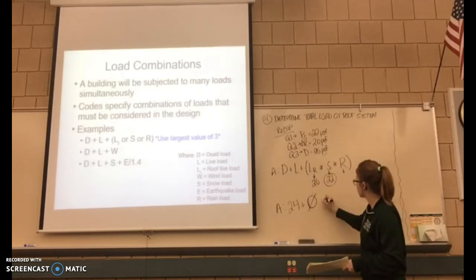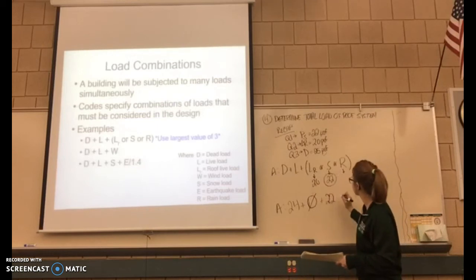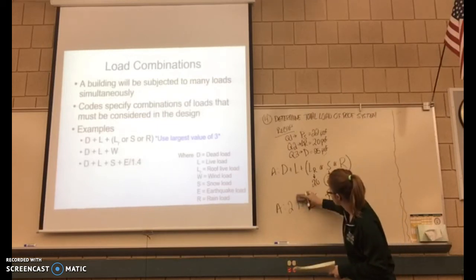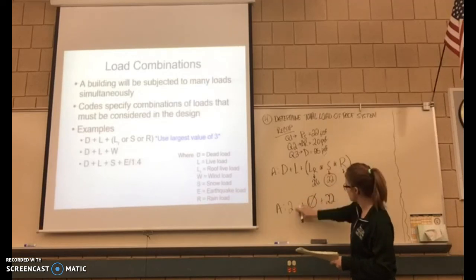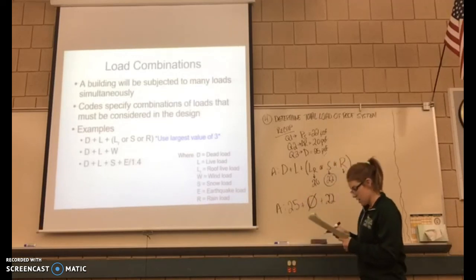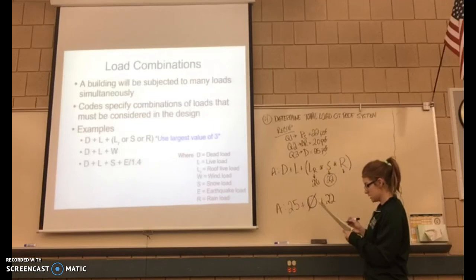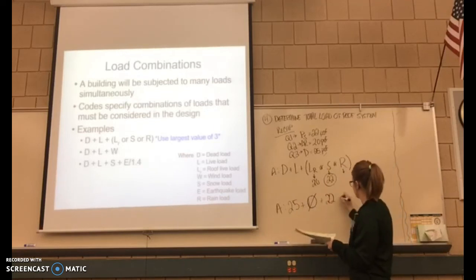All right, so then we add in our snow load. Oh, I wrote 24, I apologize. Our dead load is 25. And we get 47.